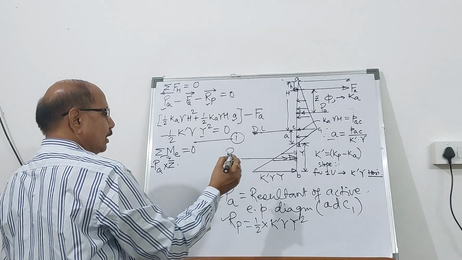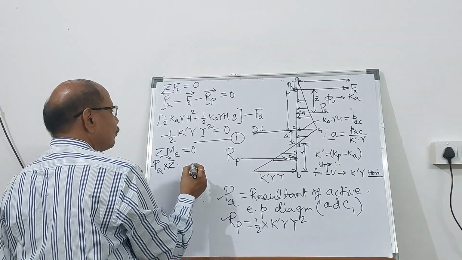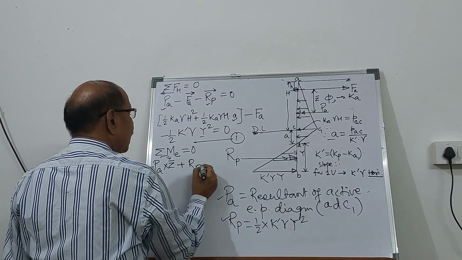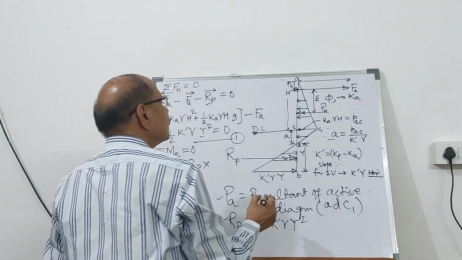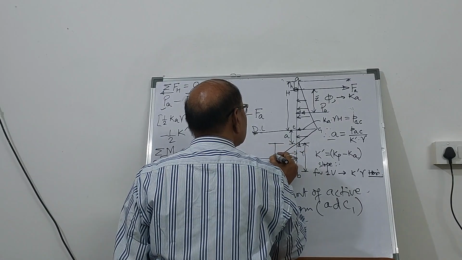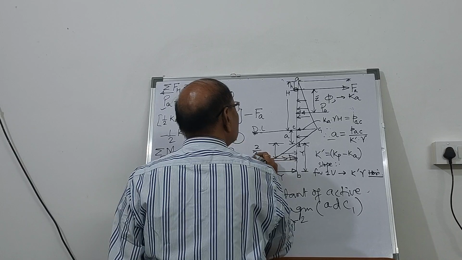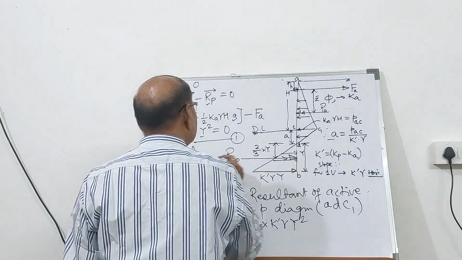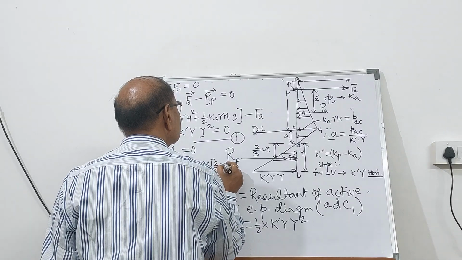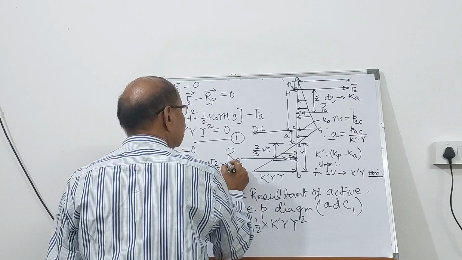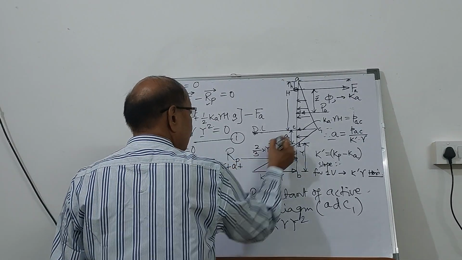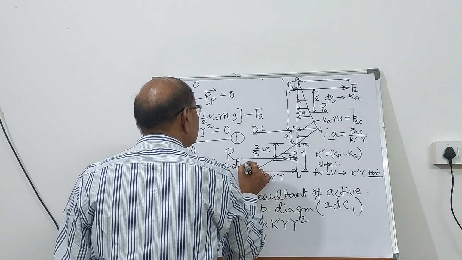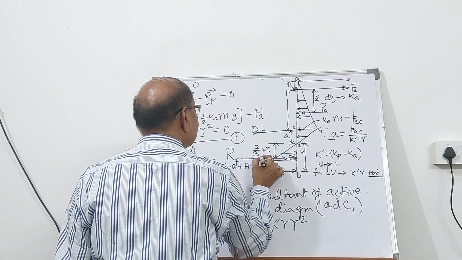Now the other force is RP, and therefore you can say this is going to create an anti-clockwise moment. So plus RP multiplied by, now this force location is 2/3 of Y, isn't it? Plus A plus this height. So this height is going to be H minus h.